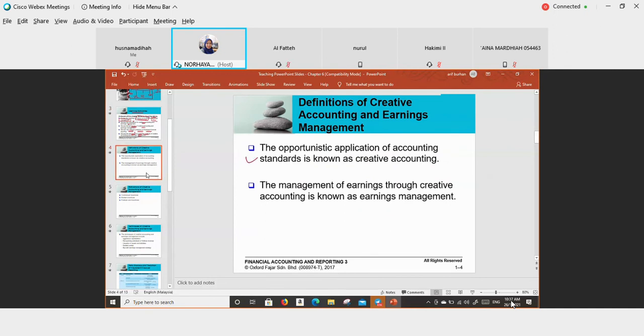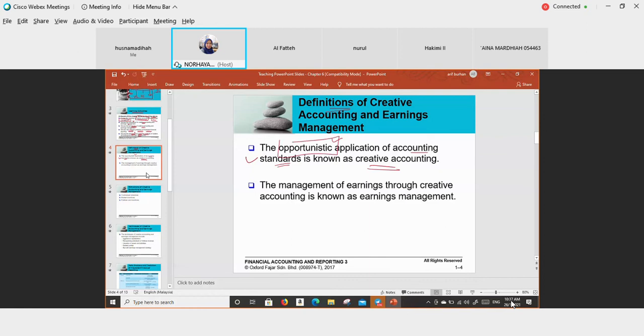First, definition. Definition of creative accounting and earnings management. So, creative accounting is opportunistic application of accounting standard. So you must understand, management of a company are given flexibility or given discretion. Okay, mereka ni diberikan satu flexibility untuk memilih accounting standard yang available dalam MFRS. Okay, for the accounting policy, but there are opportunistic.